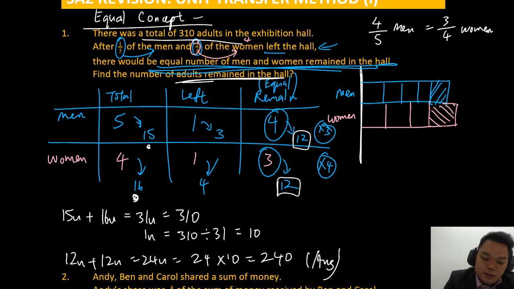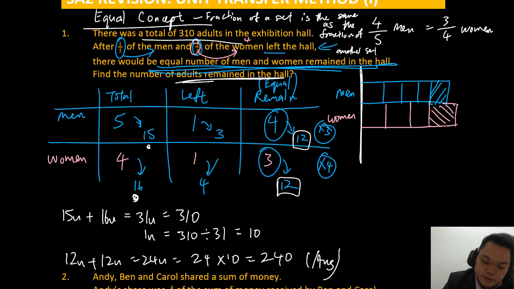We use this when the fraction of a set is the same as the fraction or percentage of another set. Okay, this is the main idea.